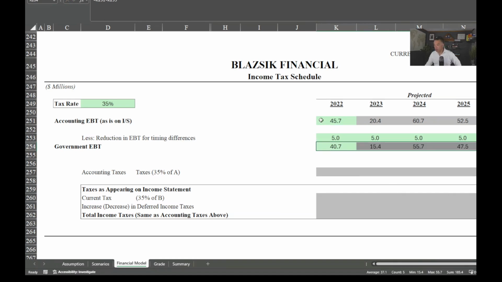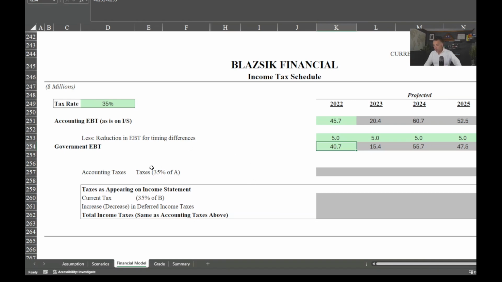So right away, we have two numbers. We have the EBT on the income statement, and then we have the government EBT, what we must pay taxes on today. This is important because this is what we're going to show on the income statement. That's what we're showing, how much we got taxed. However, we only have to pay the tax rate times this year. That means that 5 million times the 35% gets deferred out to a later period.